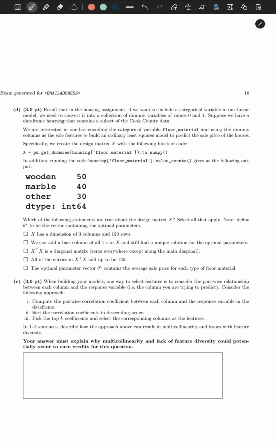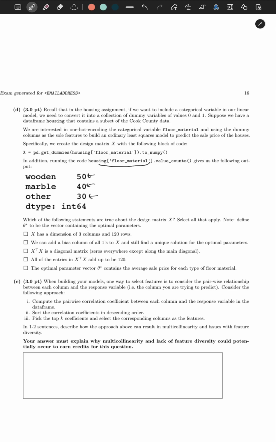So in addition, running the code housing floor material.value_counts gives us the following output. So remember, value_counts will return a series counting the number of times that every unique value in our column occurs. So this means that for our data set, we had 50 houses that had a wooden floor material, 40 houses that had a marble floor material, and then 30 houses that had another type of floor material. So which of the following statements are true about the design matrix X, and select all that apply.